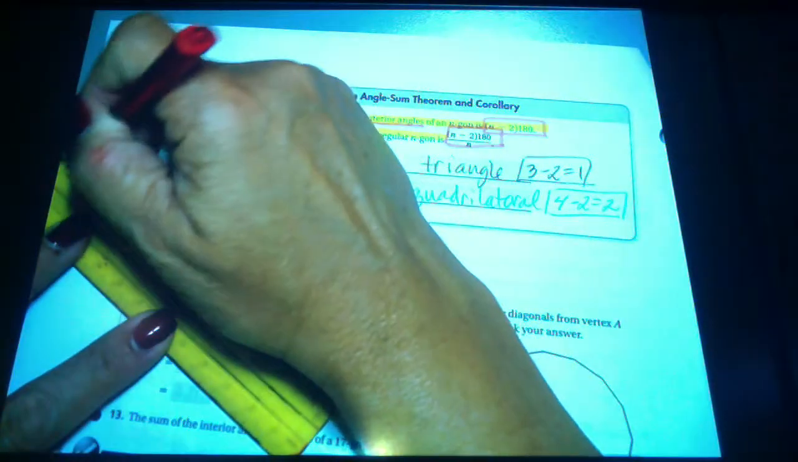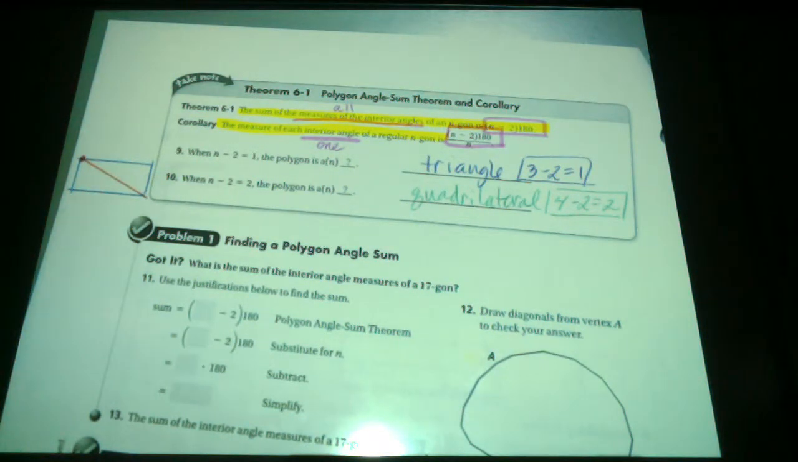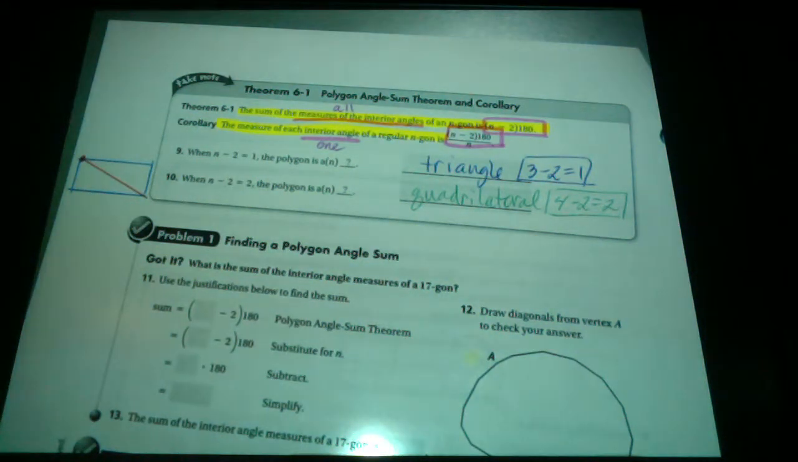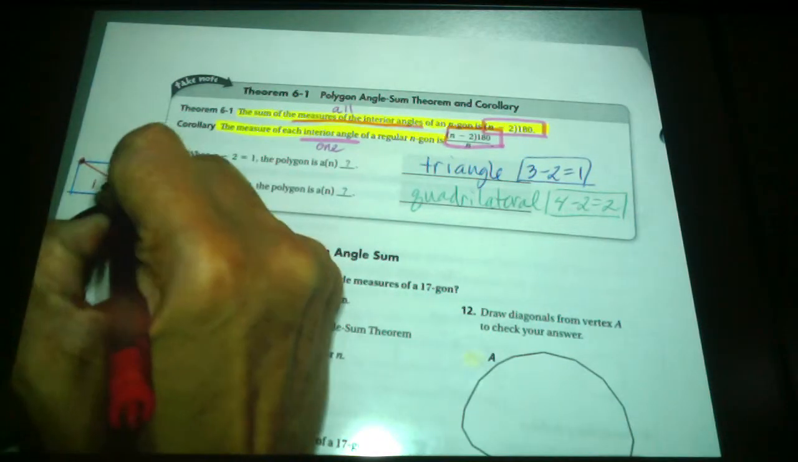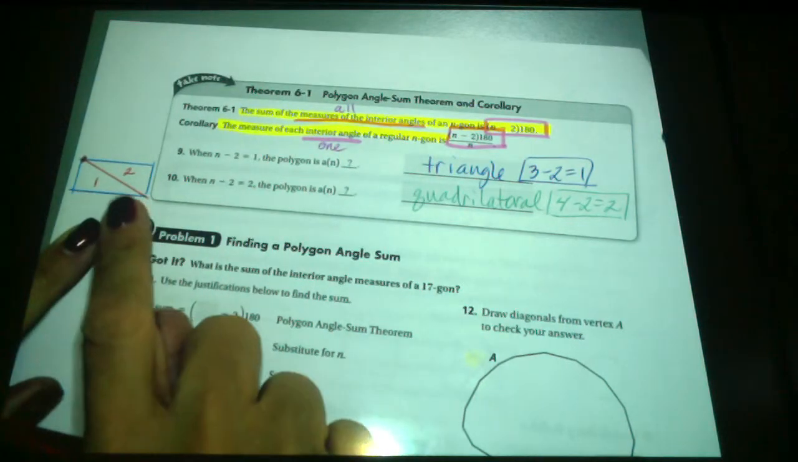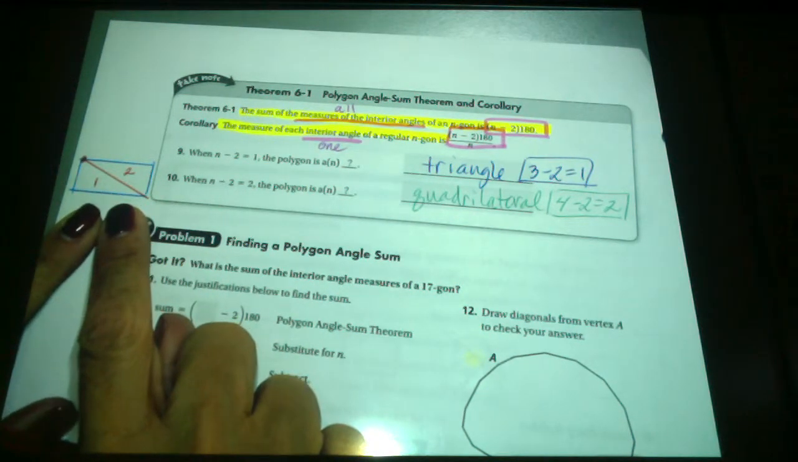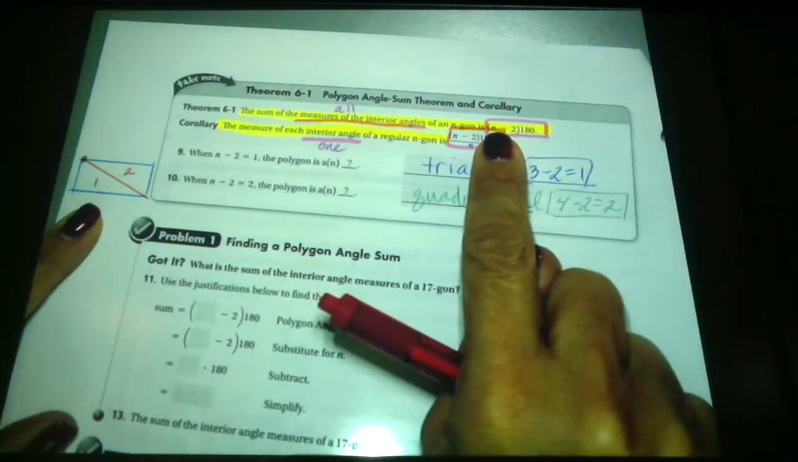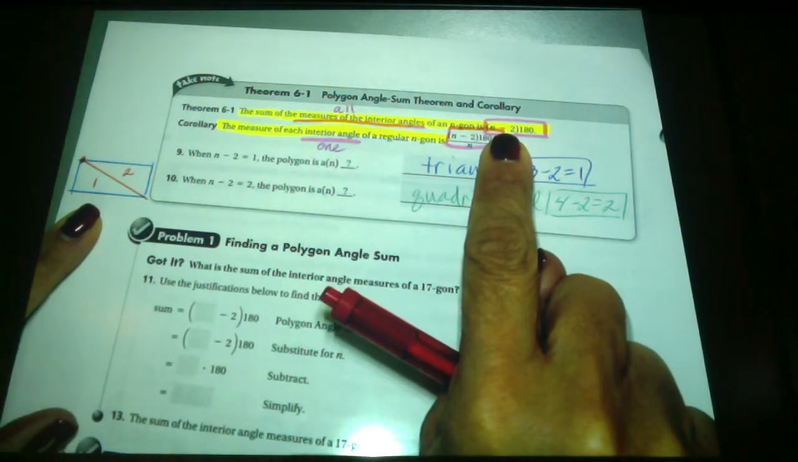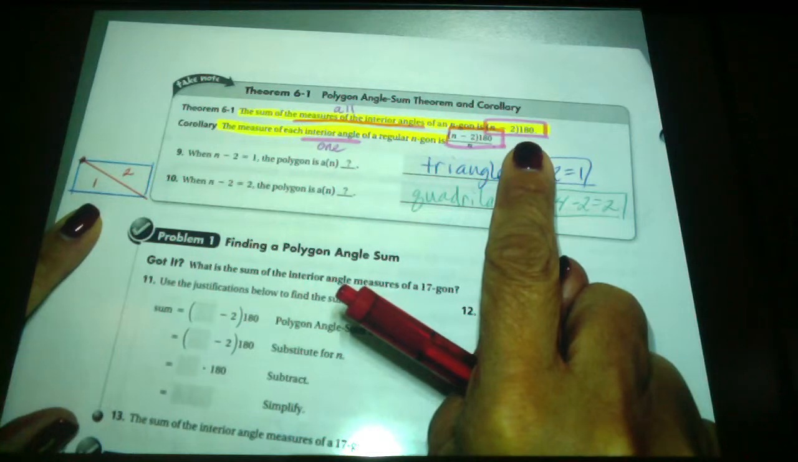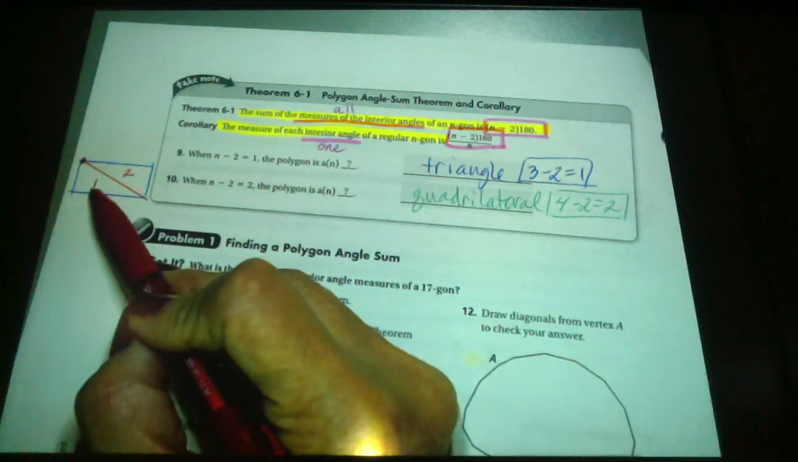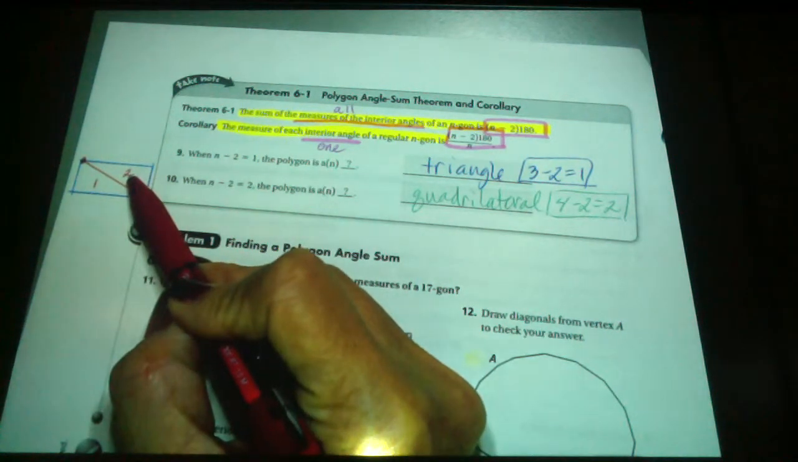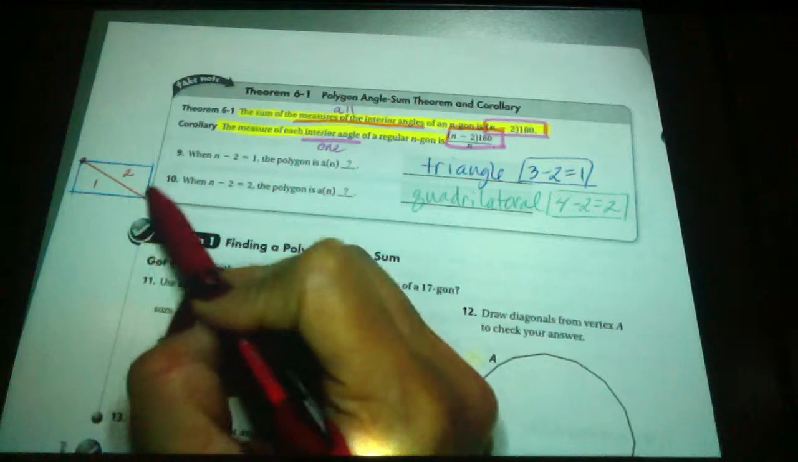Just one. That's the only diagonal I can draw. Agreed? Do you see how there are triangles created within there? How many triangles? 1, 2. So if I took the number of sides of this rectangle, 4, and I put it up here, what's 4 minus 2? 2 times 180. 360 degrees. So if I take one triangle, two triangles, what are the sum of the angles inside the triangle?